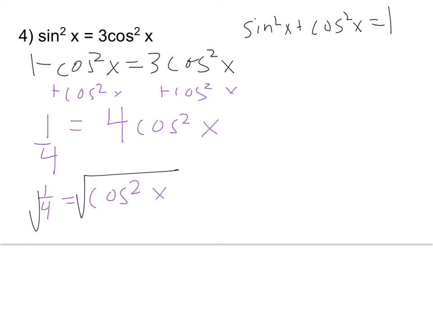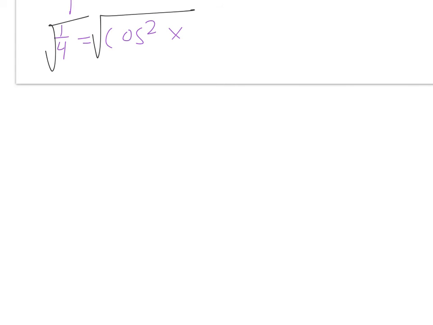Take the square root, take the square root. Remember now, I'm going to have two different answers. So what I'm actually going to be dealing with is cosine x is equal to a positive 1/2 and cosine x is equal to a negative 1/2. Now when this happens, more than likely you will be having 4 different answers.